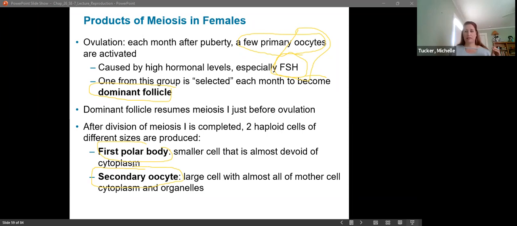Mitochondrial DNA is contributed solely by the female ovum. A sperm is not large enough to also carry mitochondria with it. So mitochondrial DNA is maternally inherited.